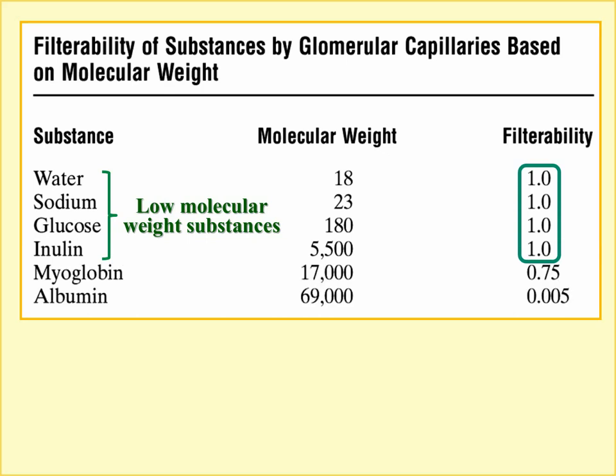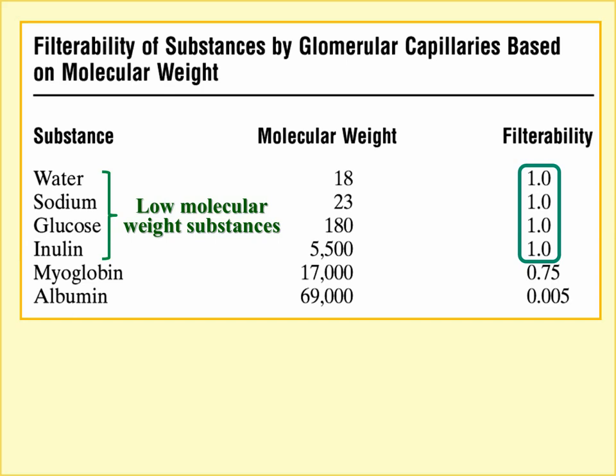Then proteins, myoglobin and albumins, are given for comparison. Myoglobin is a relatively small protein with molecular weight about 17,000, and you see it's filtered not perfectly as water but rather high, 0.75. So out of 4 molecules, 3 molecules will be easily filtered. But fortunately our blood does not contain myoglobin. Myoglobin is located inside the muscle cells, therefore it should not appear in blood and cannot be filtered normally.